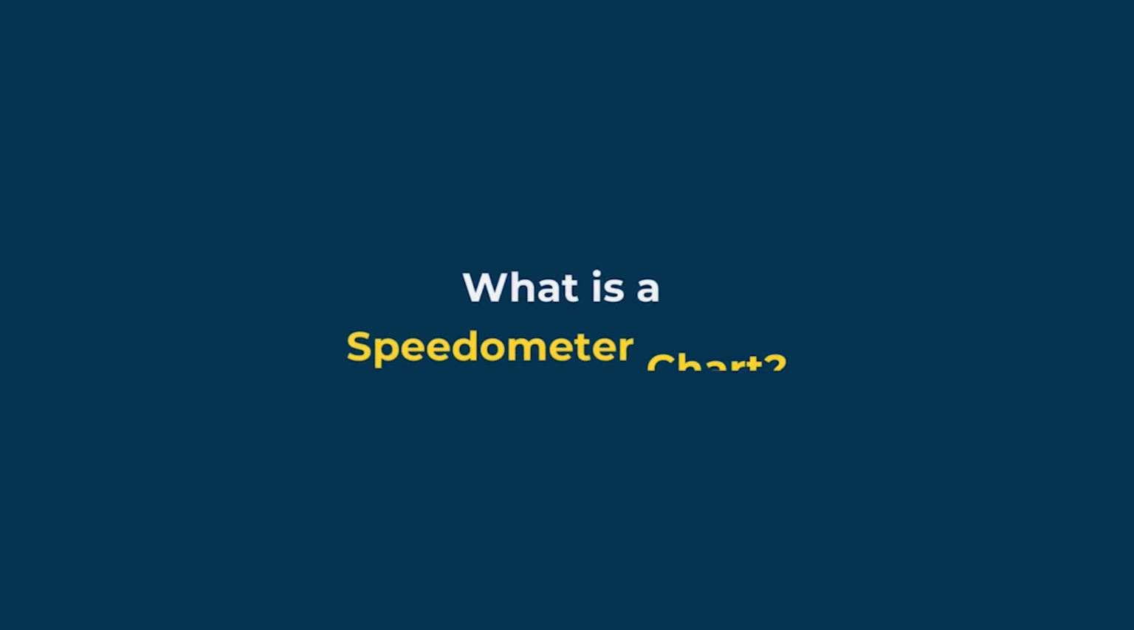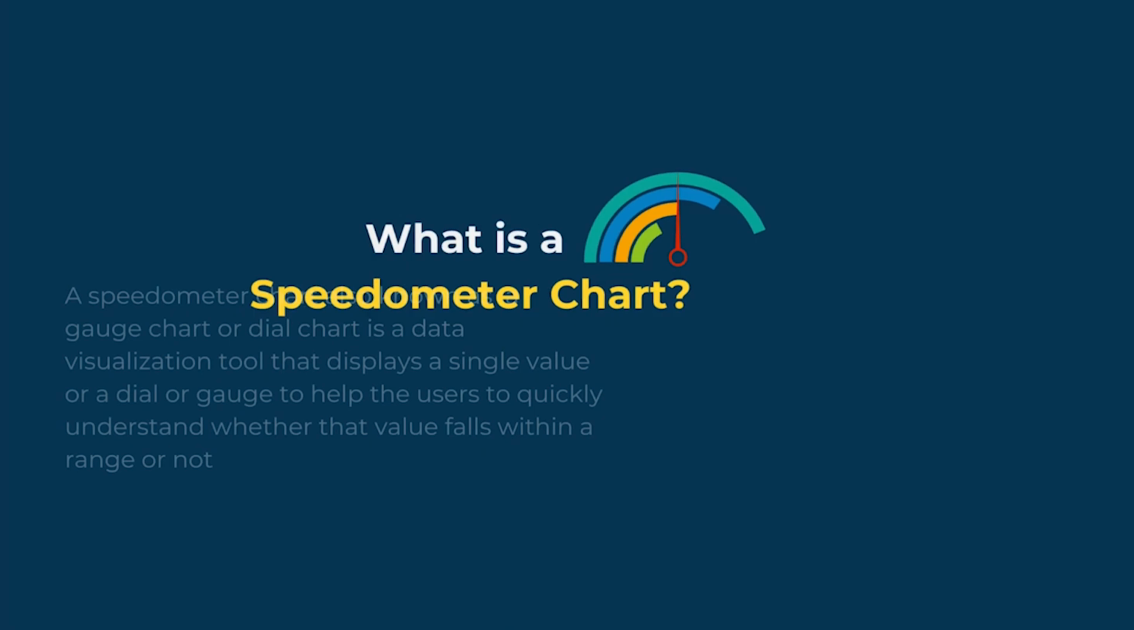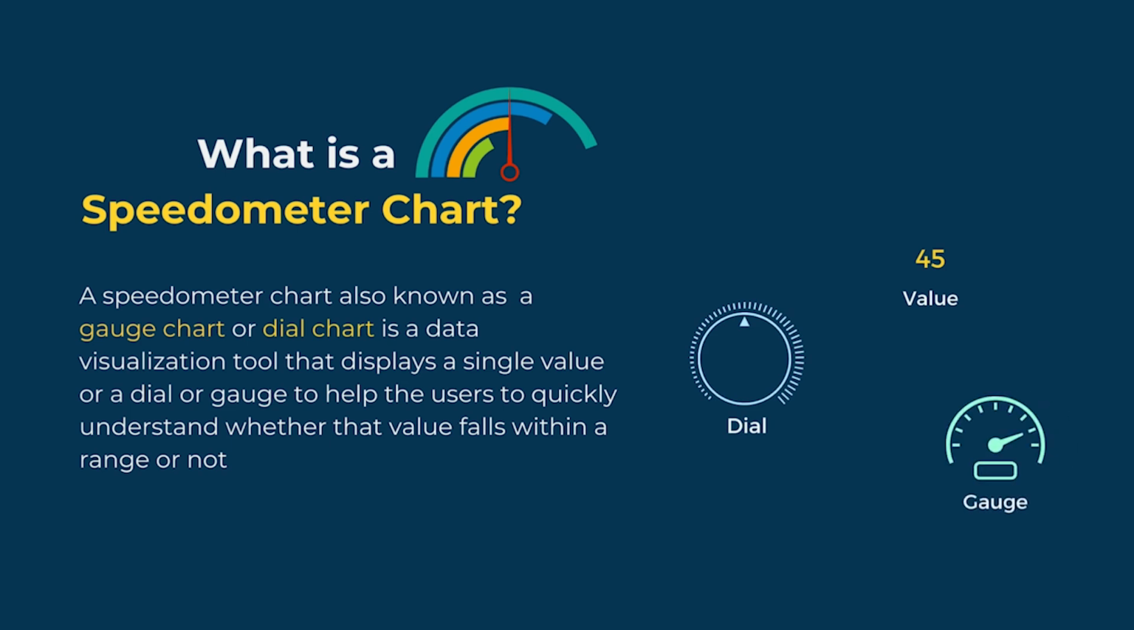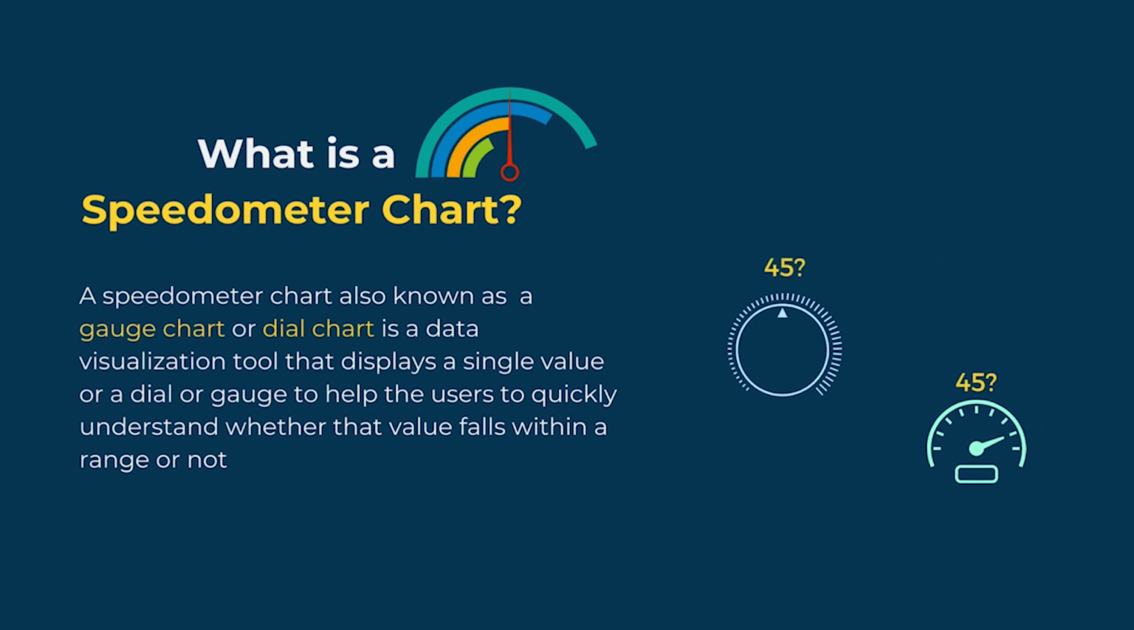So let's talk about what is a speedometer chart. A speedometer chart, also known as a gauge chart or dial chart, is a data visualization tool that displays a single value on a dial or gauge to help users quickly understand whether that value falls within a range or not.